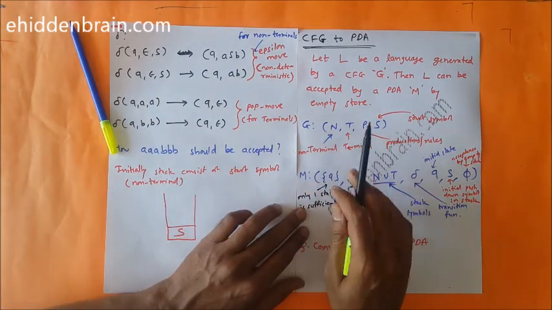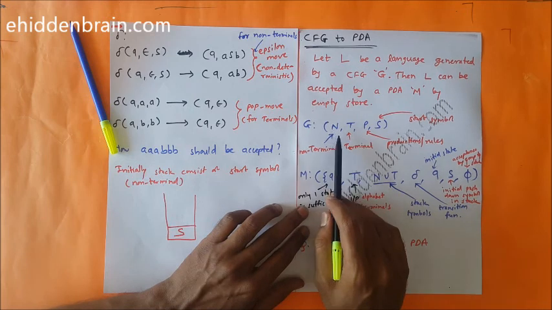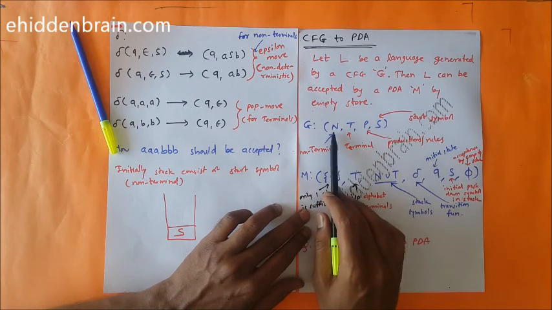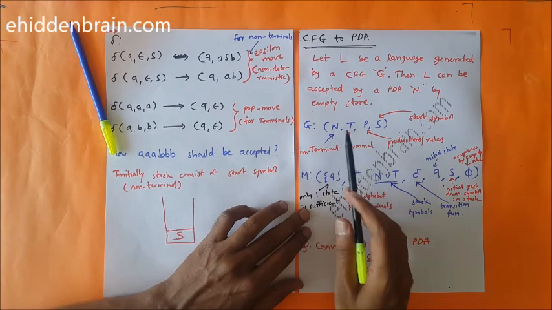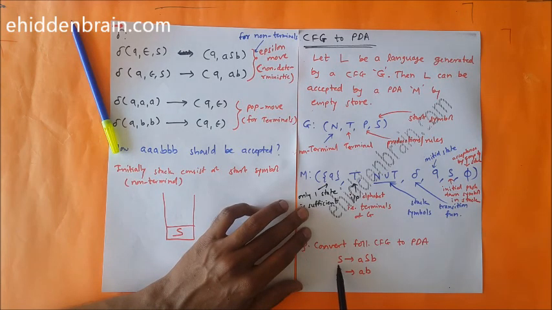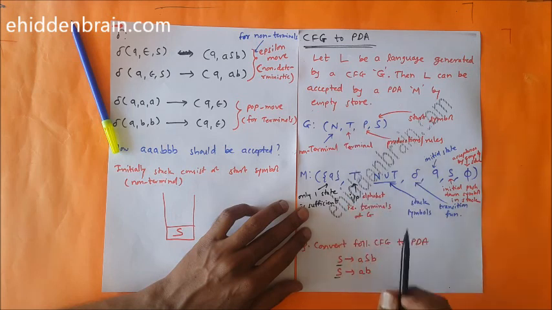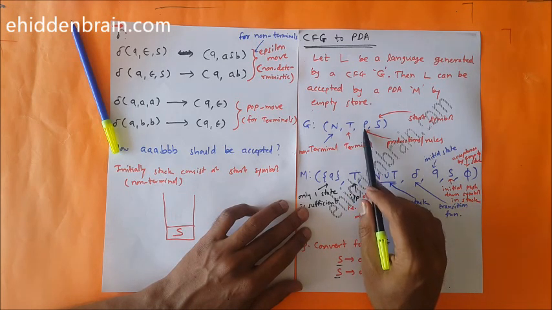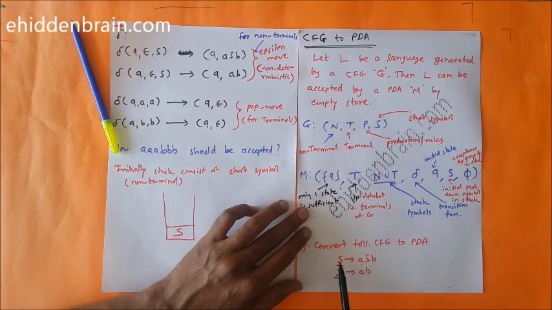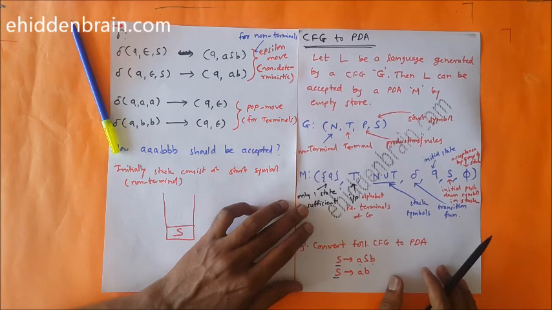You can see this G is again a tuple, a 4-tuple machine, you can say. It consists of non-terminal symbols. See, these are the non-terminal symbols. S denotes non-terminal symbols. T denotes terminal symbols. A and B are terminal symbols in this CFG. P denotes the number of productions or rules. You can see there are 2 productions: S goes to ASB and S goes to AB.